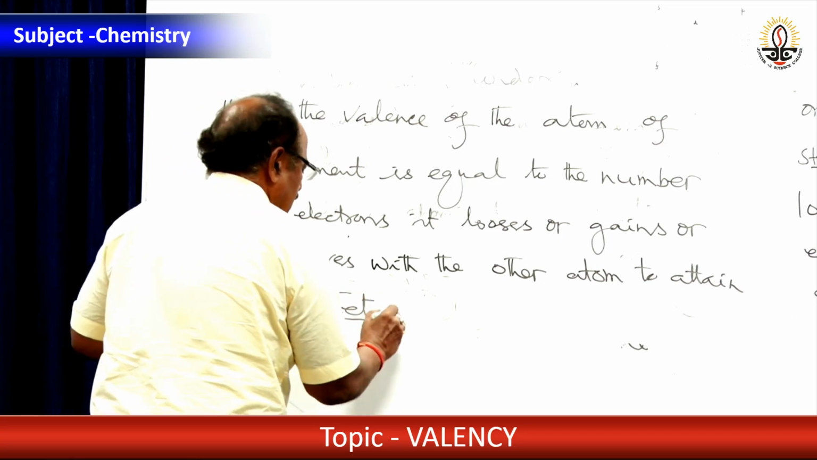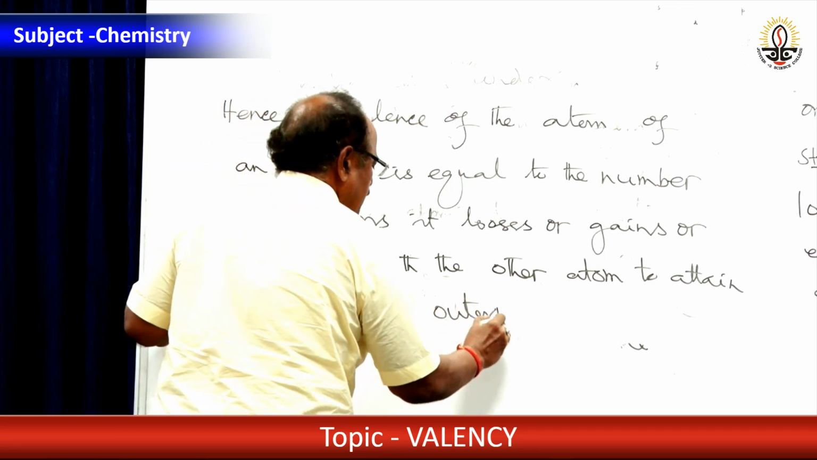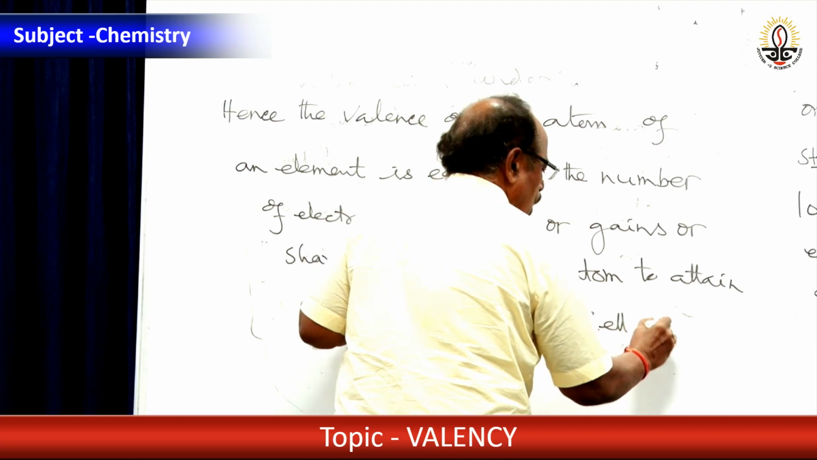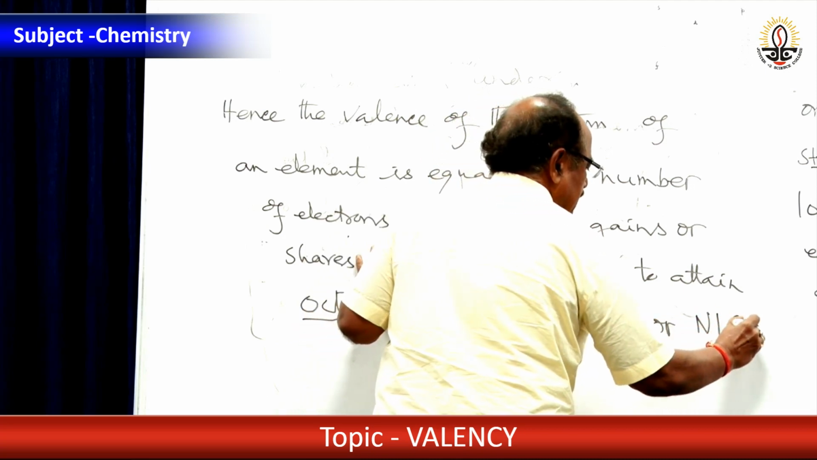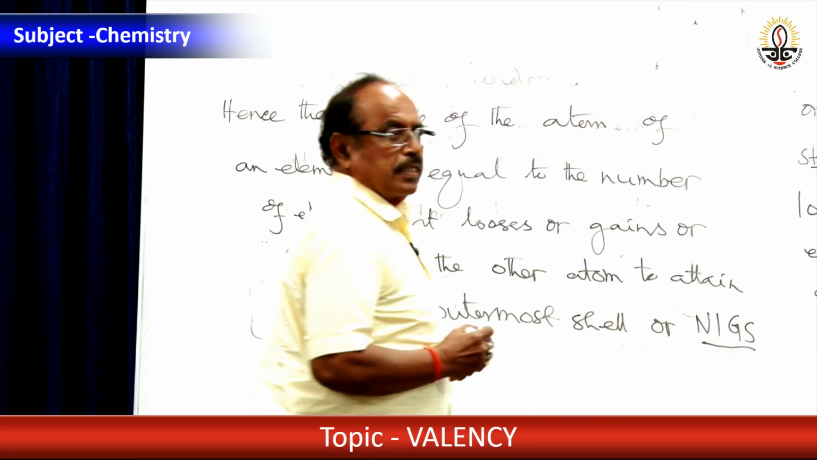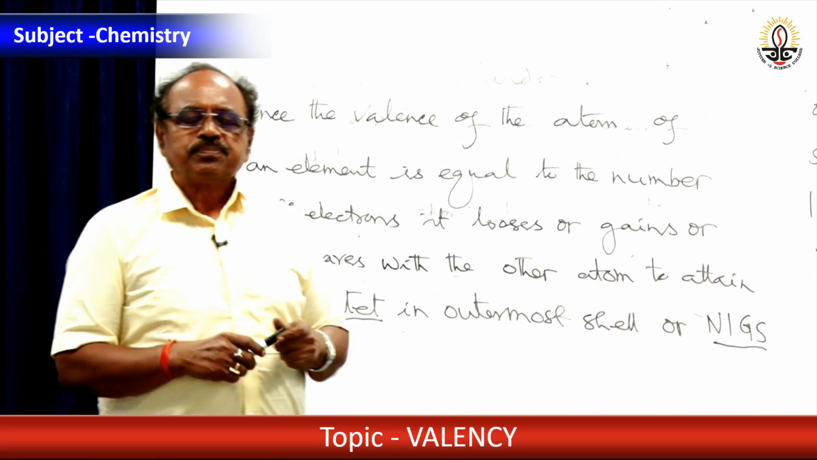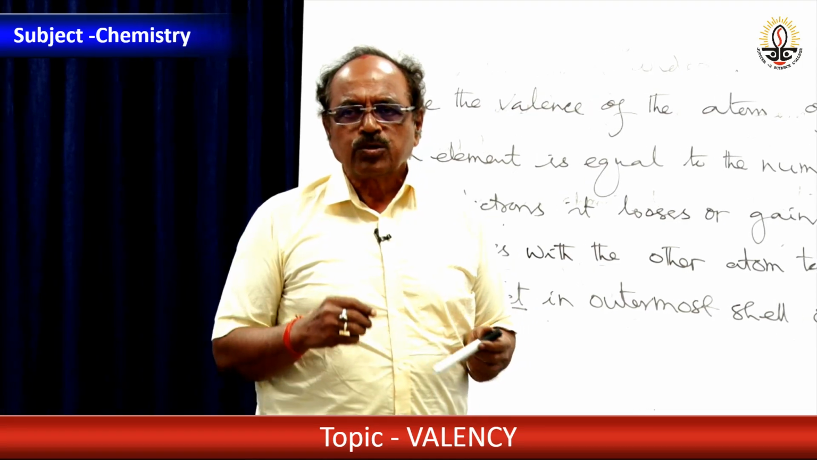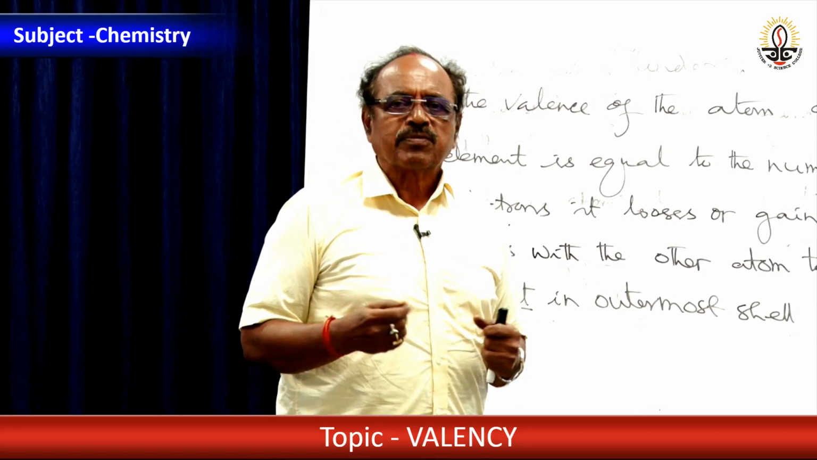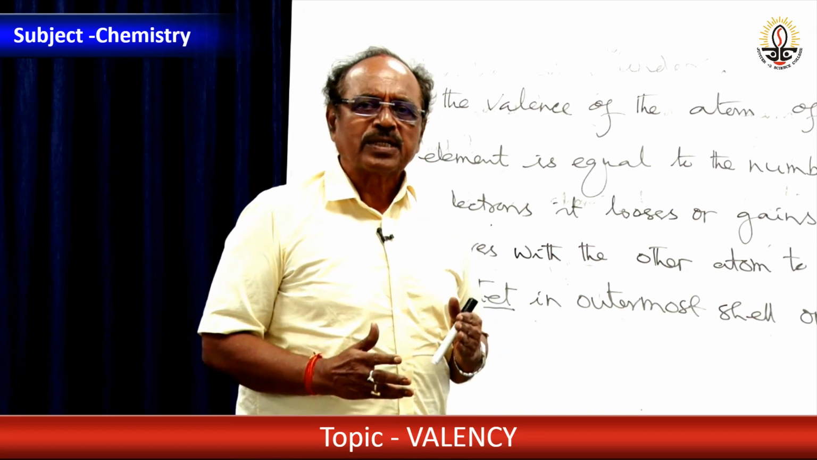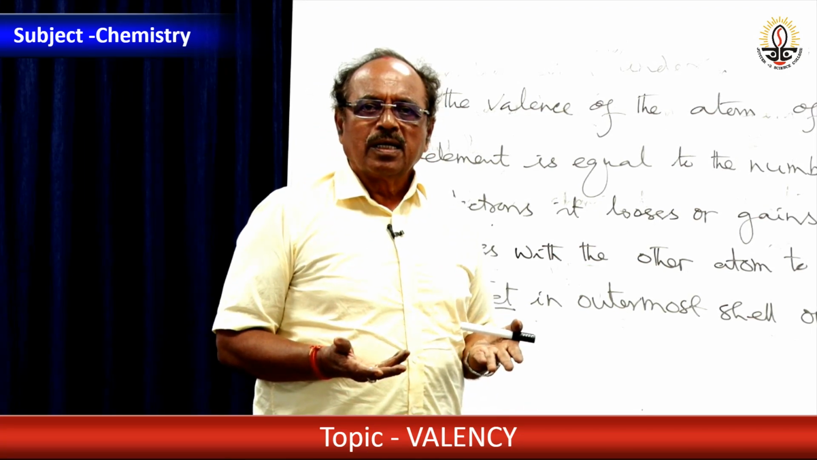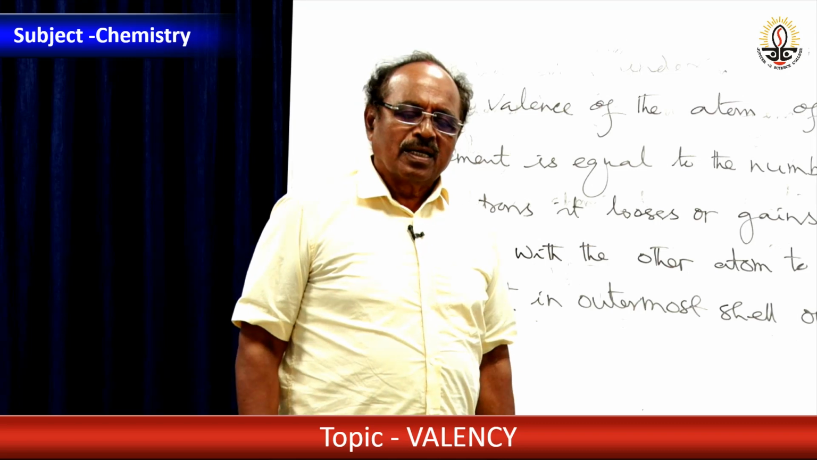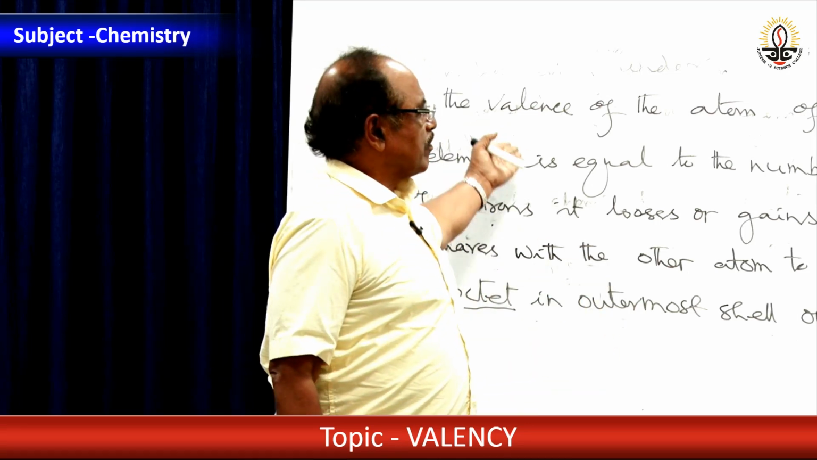8 electrons octet in the outermost cell, or NIGS, the nearest inert gas structure. If it is losing 1 electron, its valency will be 1. If it is losing 2 electrons, its valency will be 2. If it is losing 3 electrons or gaining 3 electrons, its valency will be 3. If it is losing or gaining 4 electrons, its valency will be 4. So, this is the way the definition of valency came in, basing on the octet.